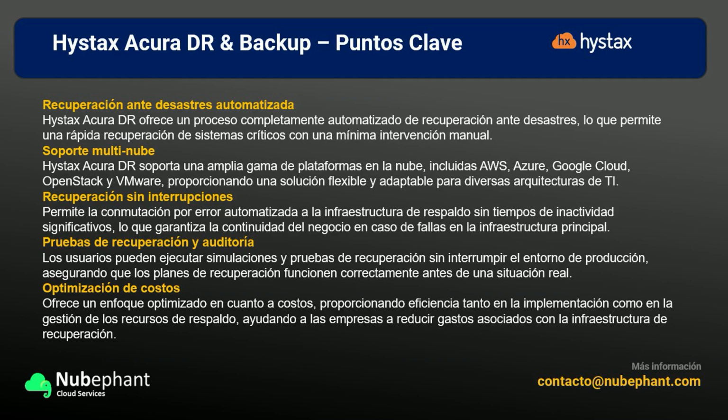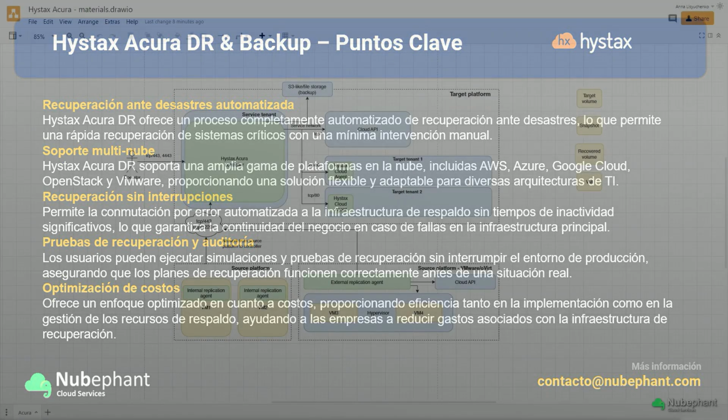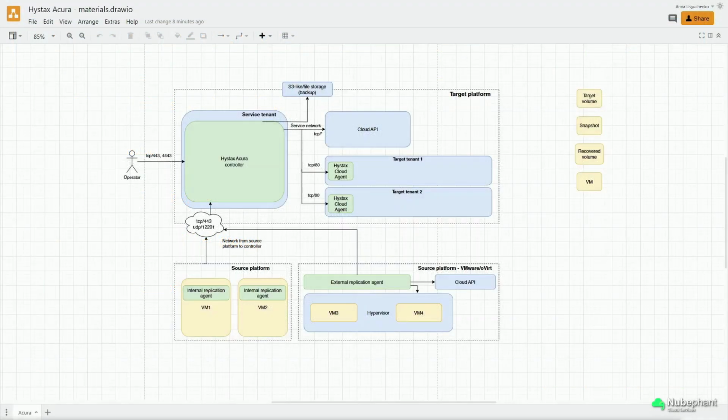Hello. In this video, I would like to tell about a Hystax Acura solution. We'll take a look at the components, their principles of work and interaction. And we'll take a closer look at the work of replication agents, which actually provide the ability to transfer machine data from the source cloud to the target cloud.